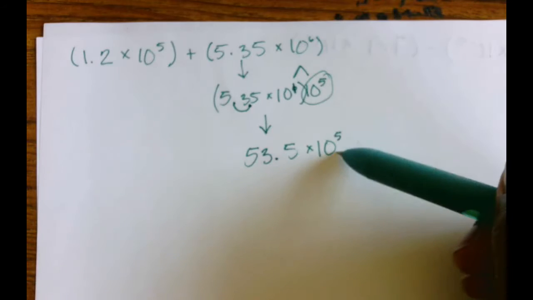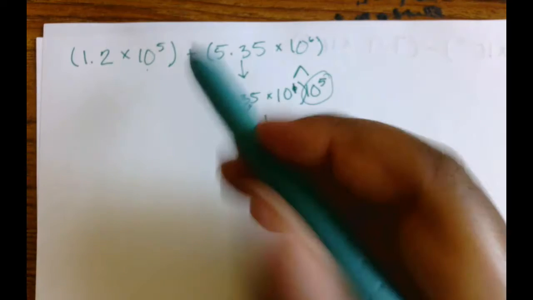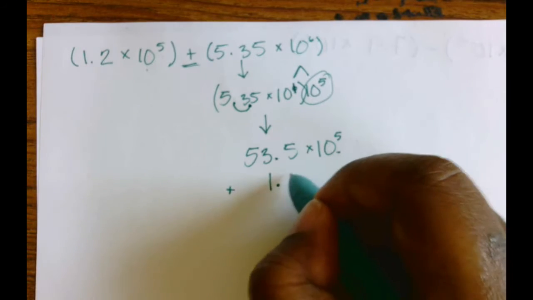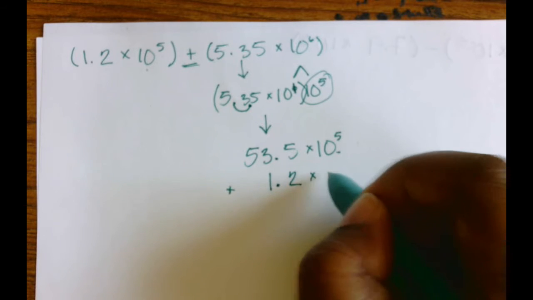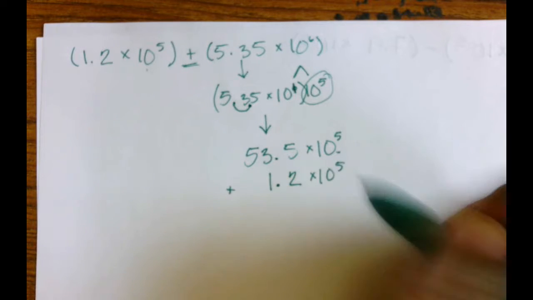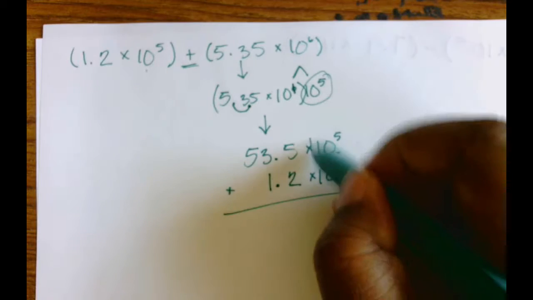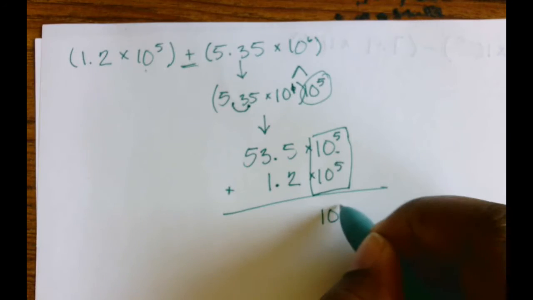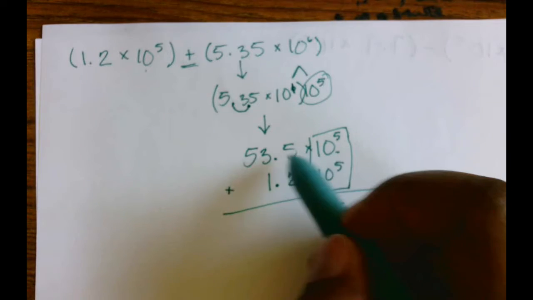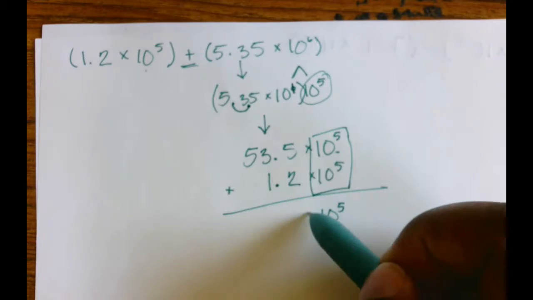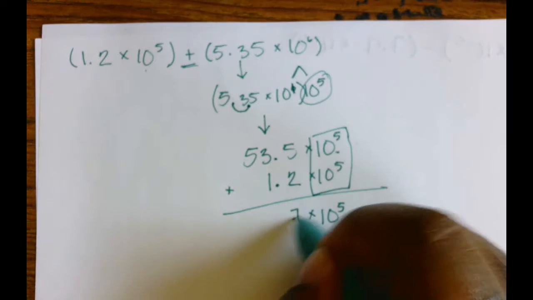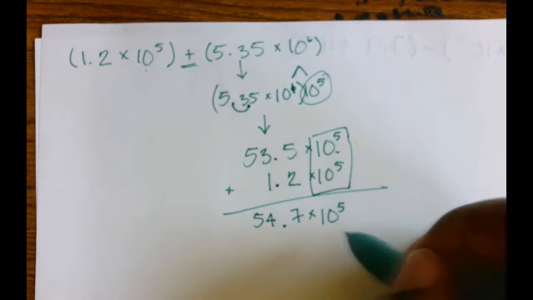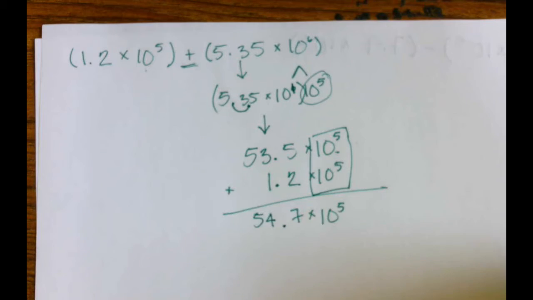Now that this 10 to the fifth power matches this 10 to the fifth power, I can go ahead and add these two numbers. And I'm going to make sure I line my decimals up. Ten to the fifth power remains my power of 10. And then I go ahead and add these. 5 plus 2 is 7. Bring down my decimal. 3 plus 1 is 4. 54.7 times 10 to the fifth power.